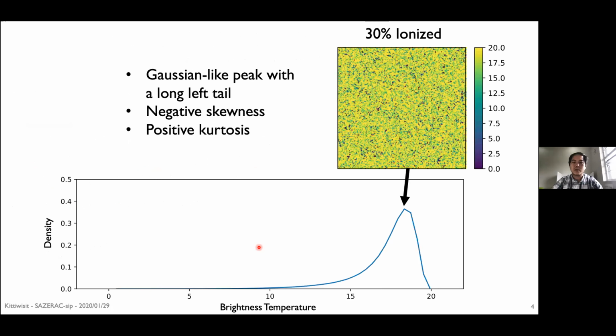So let's put these into the context of reionization signals. Here you have a map of the early stage of reionization, 30% ionized, and you can see that the distribution is mostly Gaussian-like with small bubbles starting to form. These give rise to a Gaussian-like PDF with a long tail toward the right. And so the skewness would be positive here, excuse me.